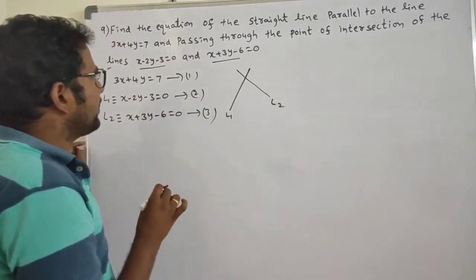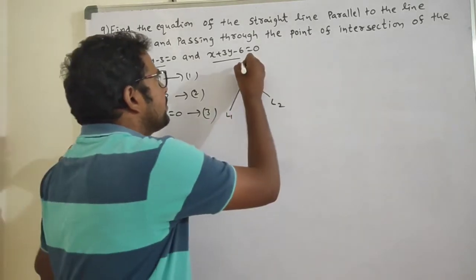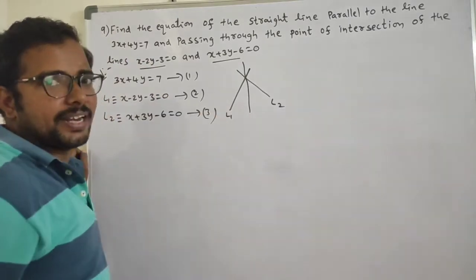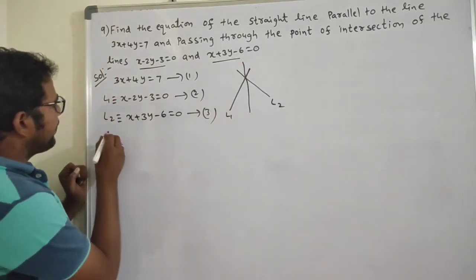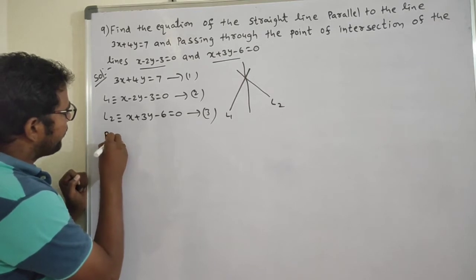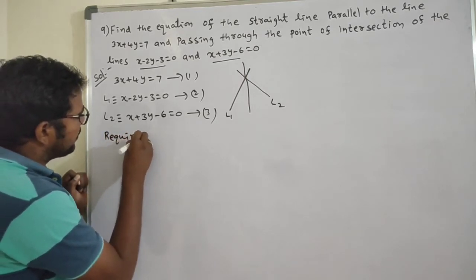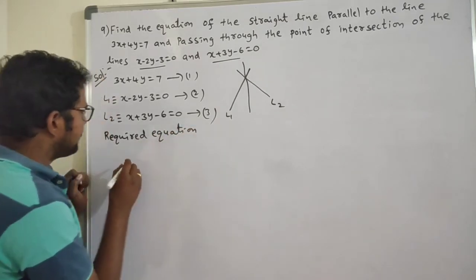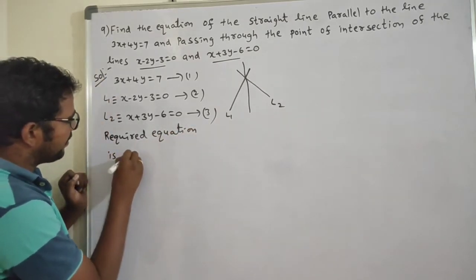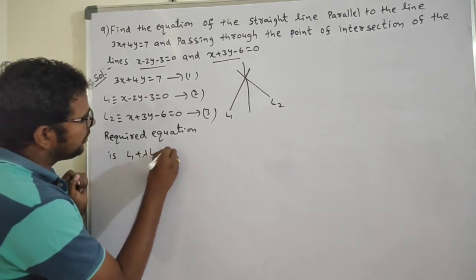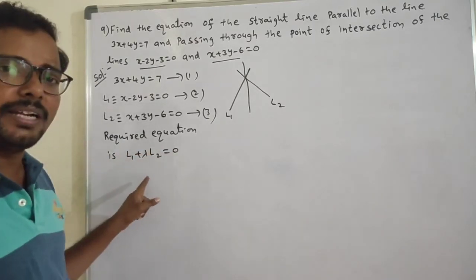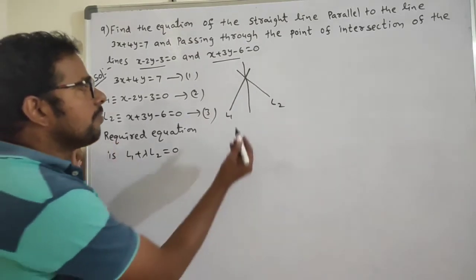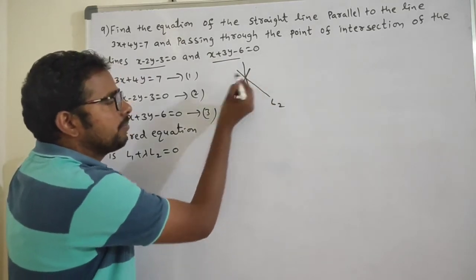So let's find another line which is passing through this point. Take that as L, the required line. Okay? Now the required equation, what is the formula? The required equation is L1 plus lambda L2 equals 0. This is the equation of a line which is passing through the point of intersection of L1 and L2.